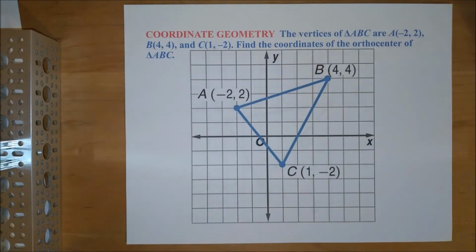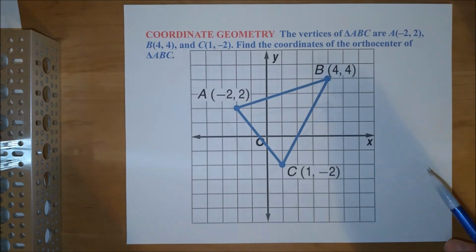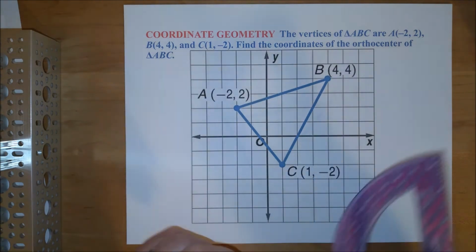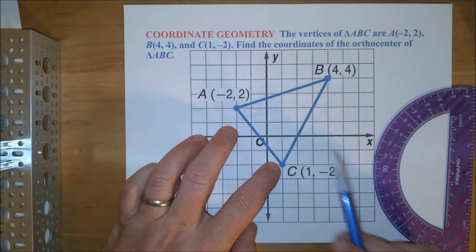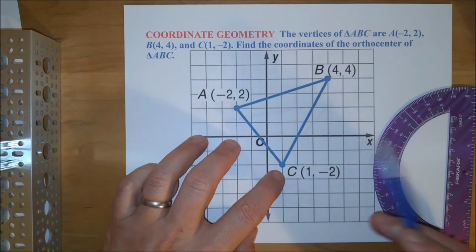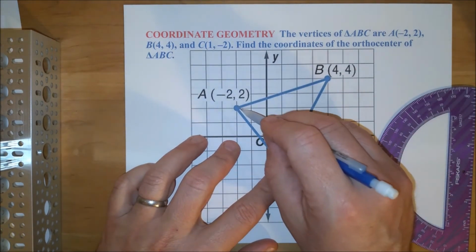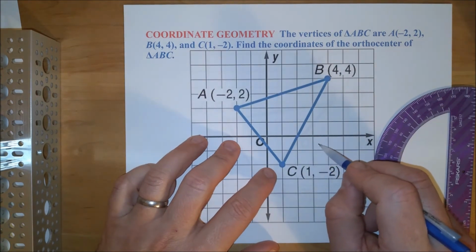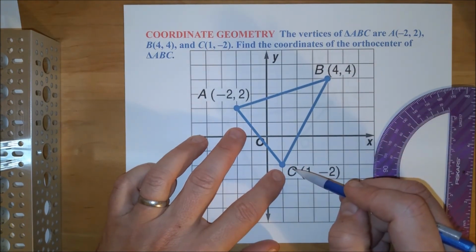All right, let's try one example where we find the orthocenter of a triangle. The vertices of triangle ABC are given and plotted here. Can we find the coordinates of the orthocenter? We're going to have to draw altitudes. If we pick the altitude from A to BC, we have to go from A until we intersect BC at a right angle. In other words, if we draw some point E over here, AE will be perpendicular to BC.